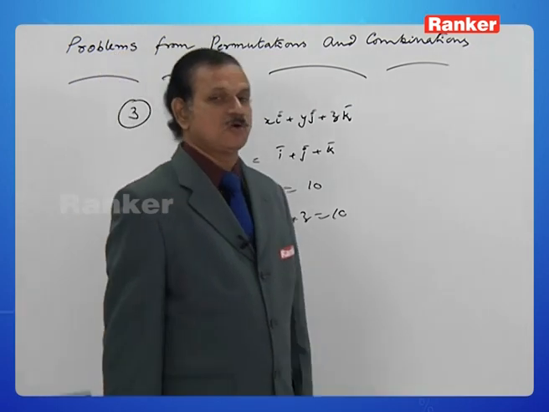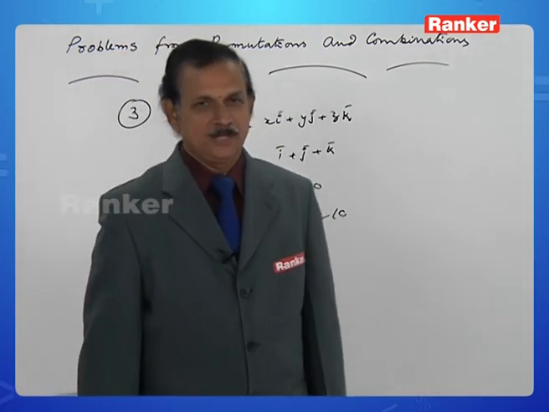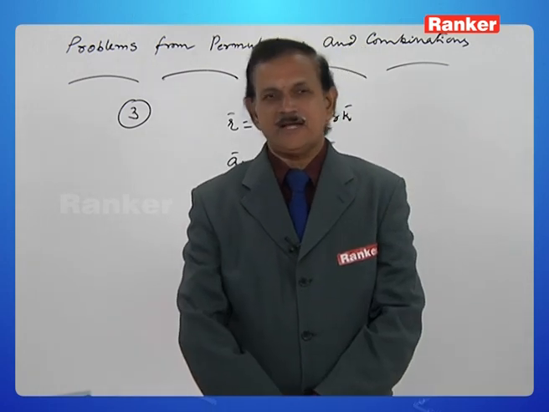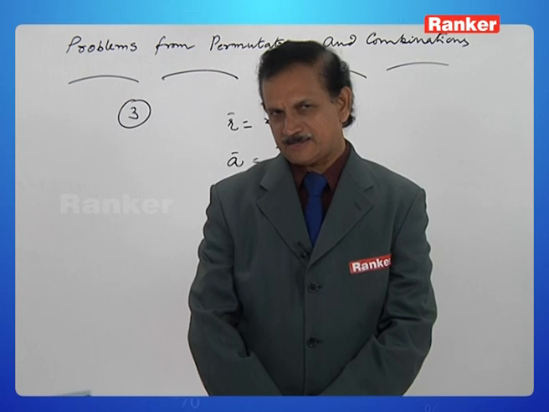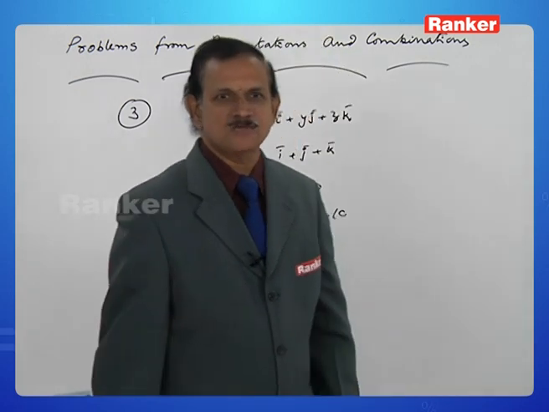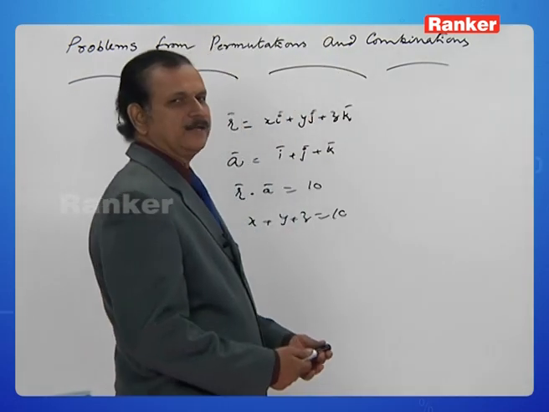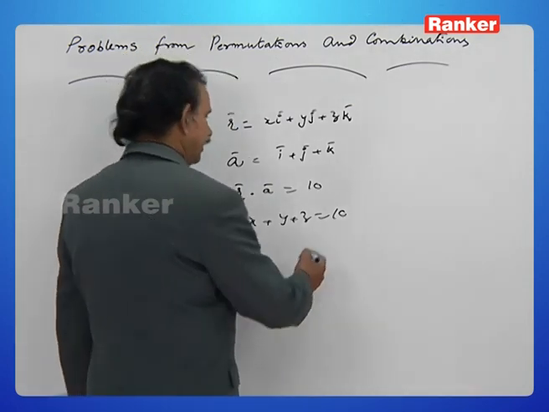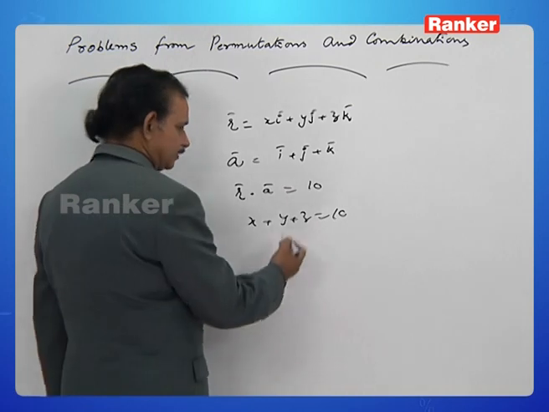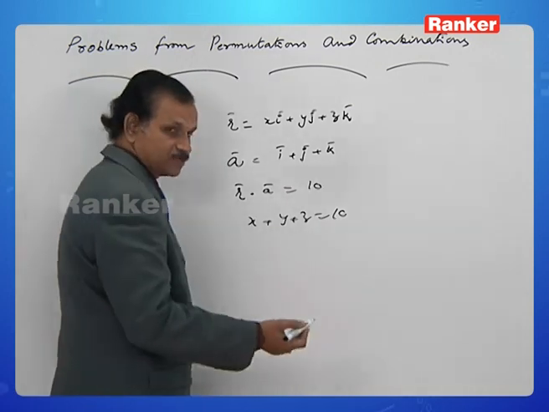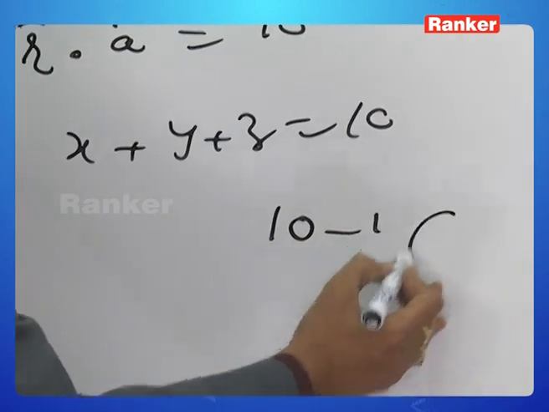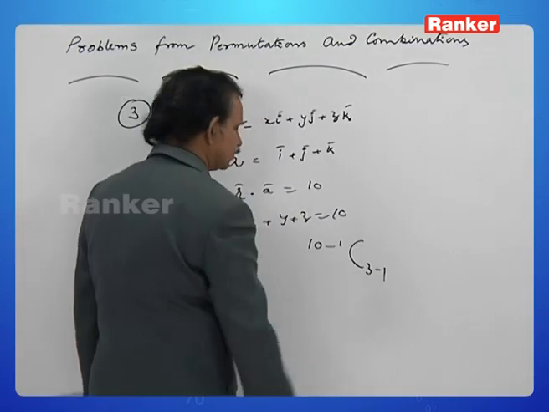We could have discussed already in the synapses. If you want to have non-negative solutions, then it will be n plus r minus 1 c r minus 1, and if you want to have positive solutions, it will be n minus 1 c r minus 1, that's all. So here the number of solutions for this equation such that each solution is a natural number is n minus 1 c r minus 1.